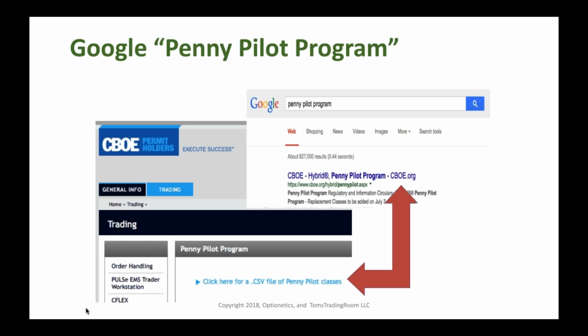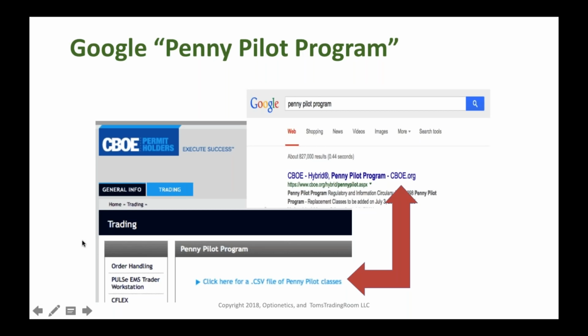If you go to Google and type in penny pilot program, you're going to get a whole bunch of results. The very top one will say CBOE hybrid penny pilot program at cboe.org. If you click on that link, it's going to open up the CBOE website, and you're going to see an area that says penny pilot program. Then you can click on the link below, and it will give you a downloadable list of the stocks that I use. It's fantastic. It's very quick.